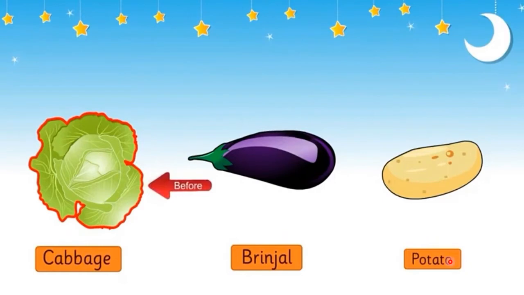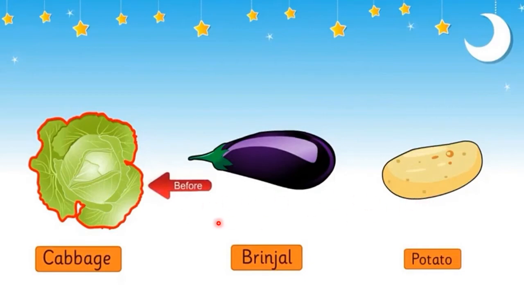Look here, children. Here is an example. In your picture you can see 3 vegetables. What are they? This one, what is this? Cabbage. And what is this? Brinjal. And what is this? Potato. There are 3 vegetables.